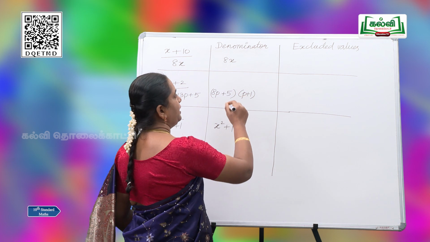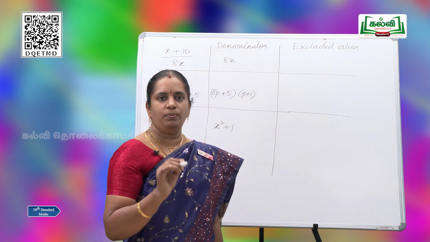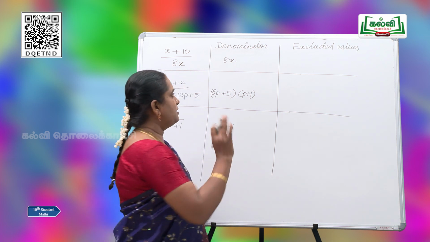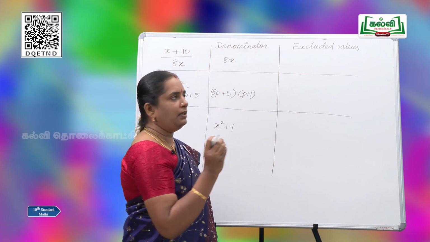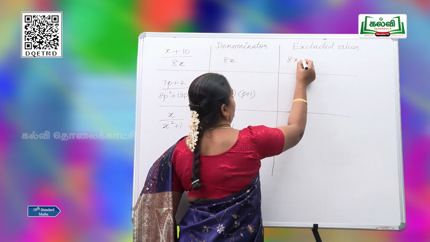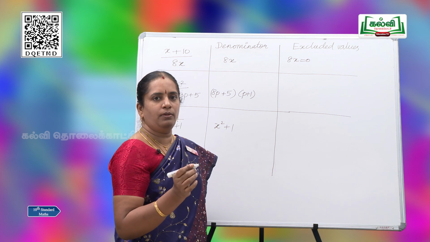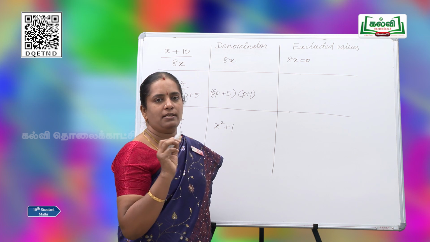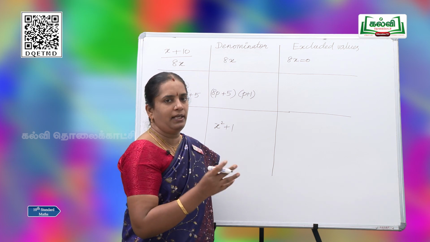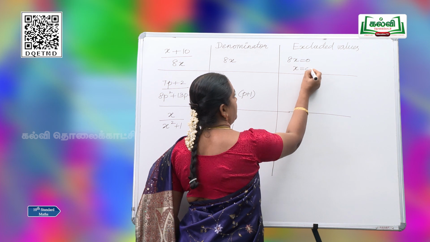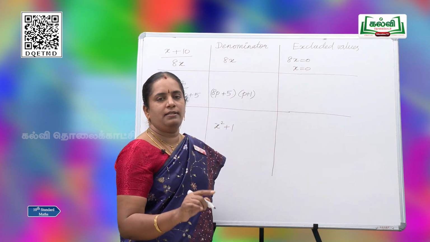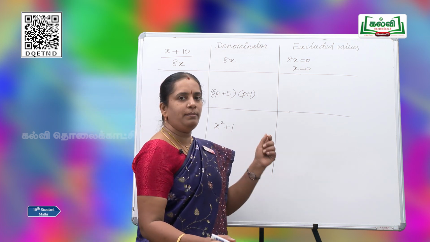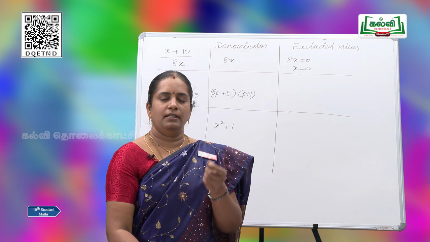So, we have to find which possible values of x will give the denominator 0. Since 8x is the denominator, we have to equate it to 0. If we equate 8x to 0, we know very well that 8 is not equal to 0, it is a constant. So, dividing both sides by 8, we get x is equal to 0. So, when x is 0, this rational expression is undefined. So, x should not be equal to 0, that is the excluded value.